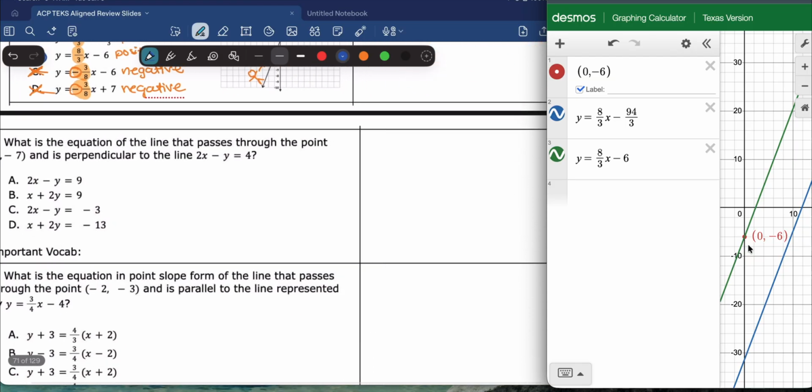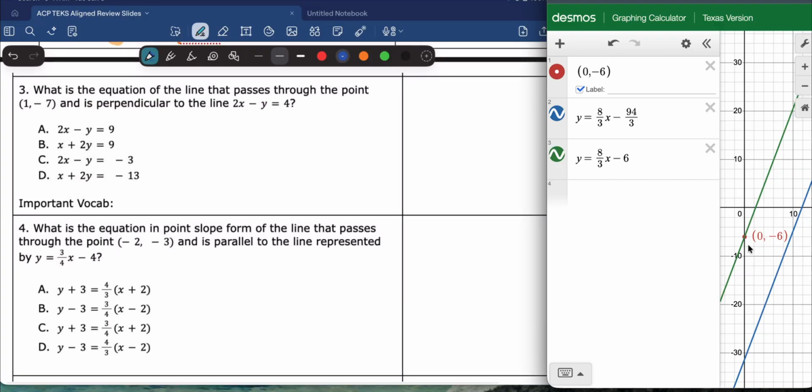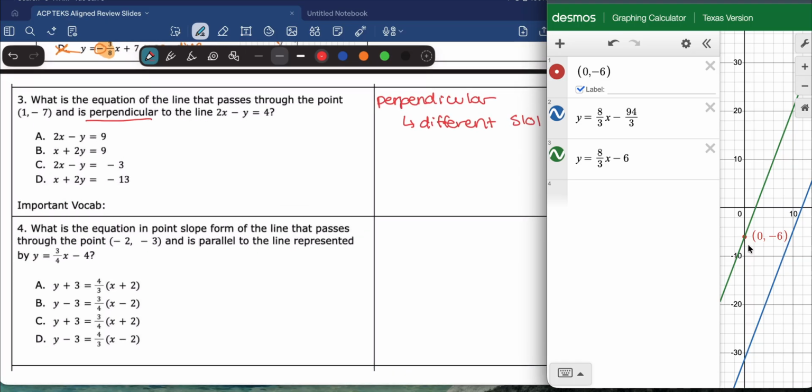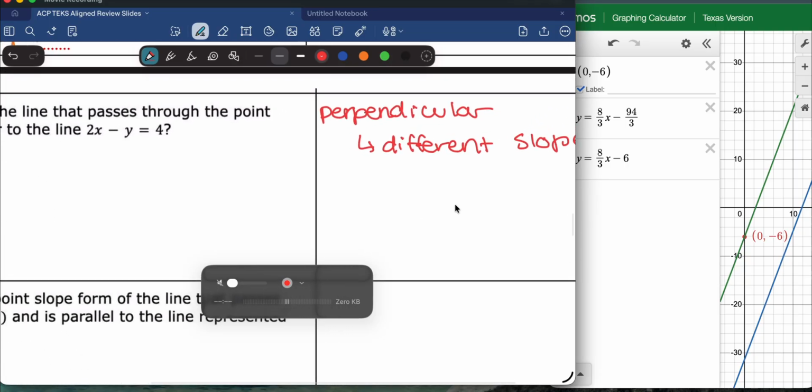All right. For the next one, what is the equation of the line that passes through the point 1, -7 and is perpendicular to the line 2x minus y equals 4? So I know my word is perpendicular, and it means different slope. Different slope.